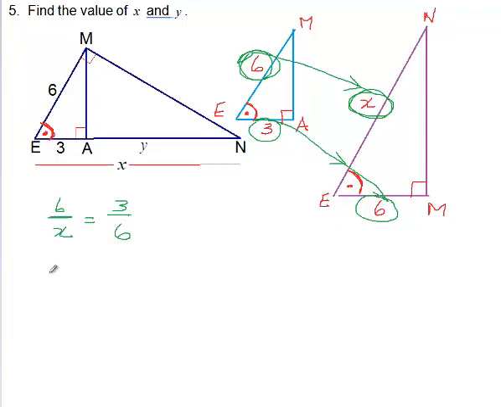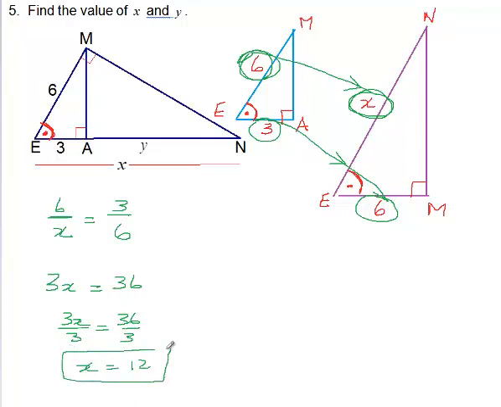Now we can cross multiply, so it's 3 times x equals 6 sixes are 36. Divide each side by 3, and of course x is equal to 12. So that's fairly straightforward once you separate them, isn't it? It gets confusing when they're together, but when you separate them, it's fairly straightforward.